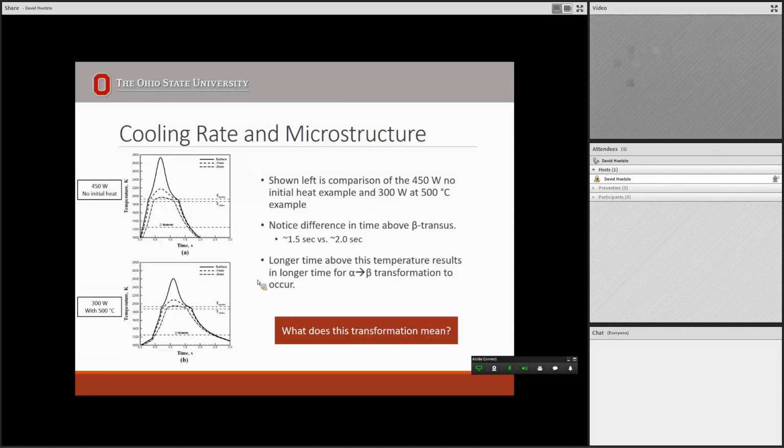You can take what you want out of this plot, but it's essentially showing different temperatures. So this would be depending on the concentration of, basically, alpha and beta temperatures.